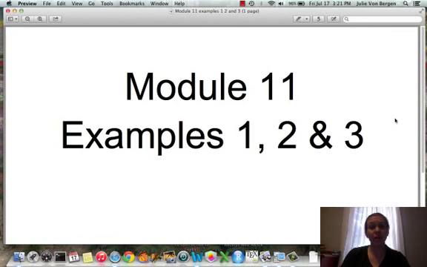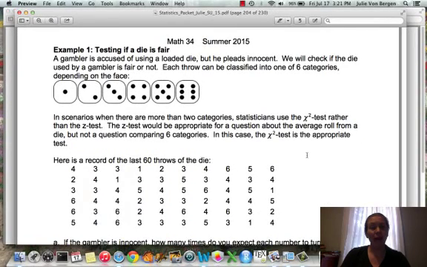This is Module 11, examples 1, 2, and 3. So we'll start on packet page 204. Example 1, testing if a die is fair. A gambler is accused of using a loaded die, but he pleads innocent. We will check if the die used by the gambler is fair or not.